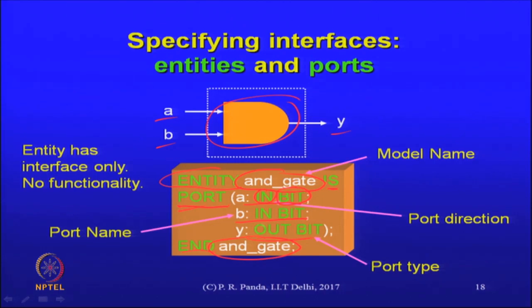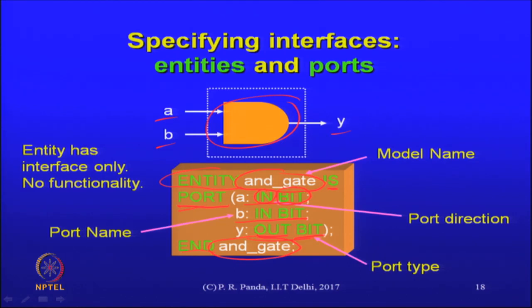The output similarly is captured with that out keyword. I say that is the direction, and that bit type is the output. That is all that is there as an external interface of the AND gate. Remember, we did not yet say what it is doing, we are just saying that this is the external interface.